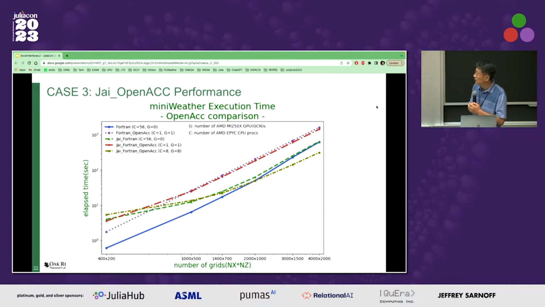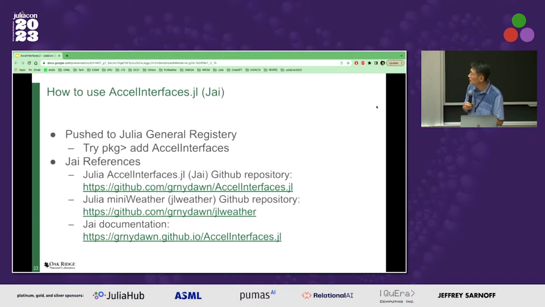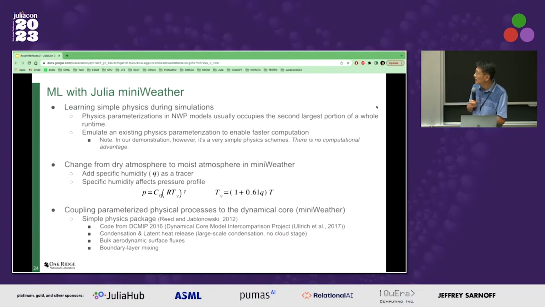Okay. So this is the performance result of the OpenACC. We use the same machine on Frontier with the AMD GPU and the AMD CPU. So it's already in the general registry. If you have interest, then you can try. There's some URL you can try if you want. Okay.